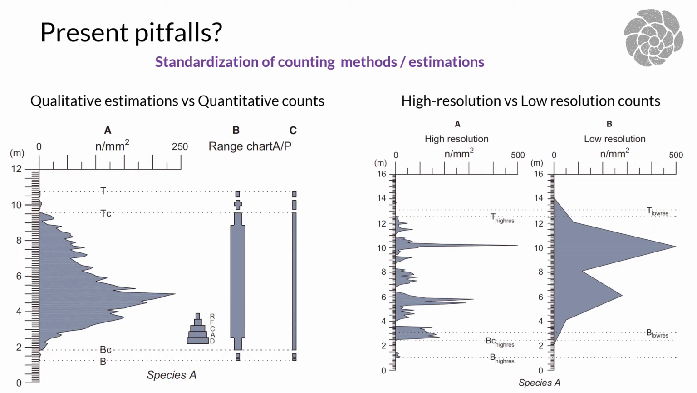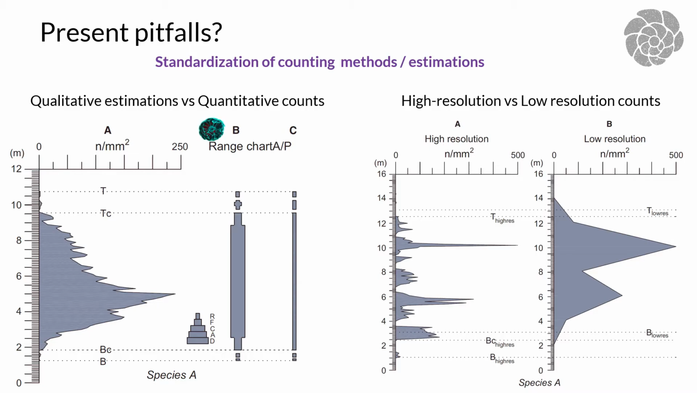Another pitfall, the third category, is the standardization of counting methods. The standardization is both in terms of quantitative, qualitative counts and high versus low resolution counting. So here you have two figures. I will start with this one on the left, in which I will show you the abundance pattern of an idealized species A. So it's not real. It's an ideal pattern. And in the first case, you have a quantitative abundance pattern, so the number of specimens per millimeter square.